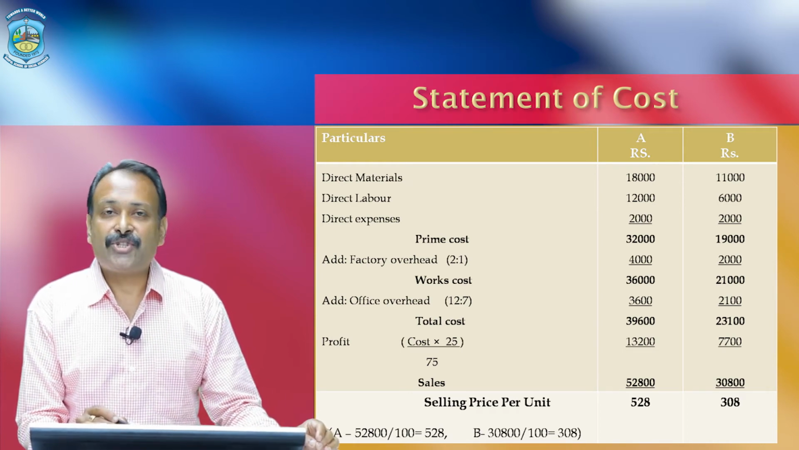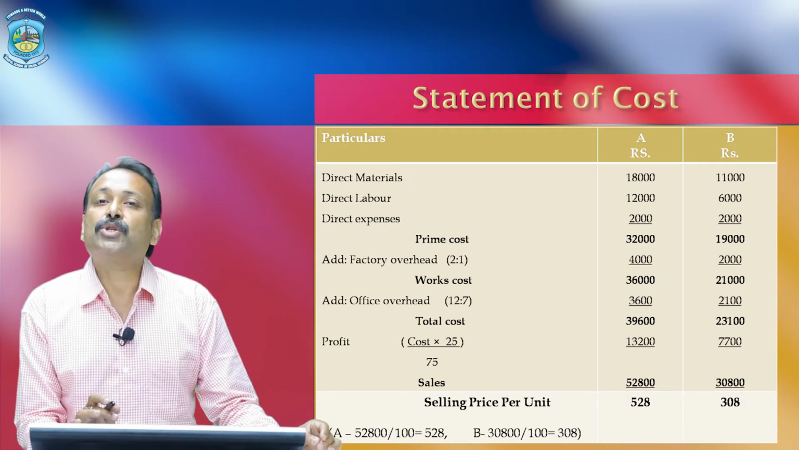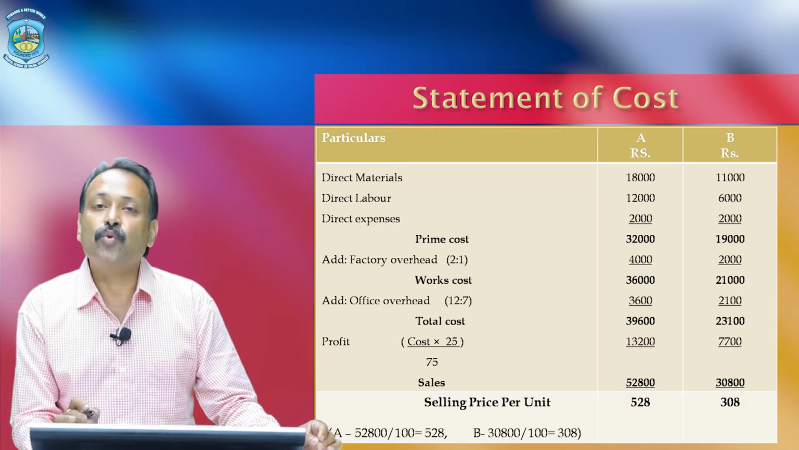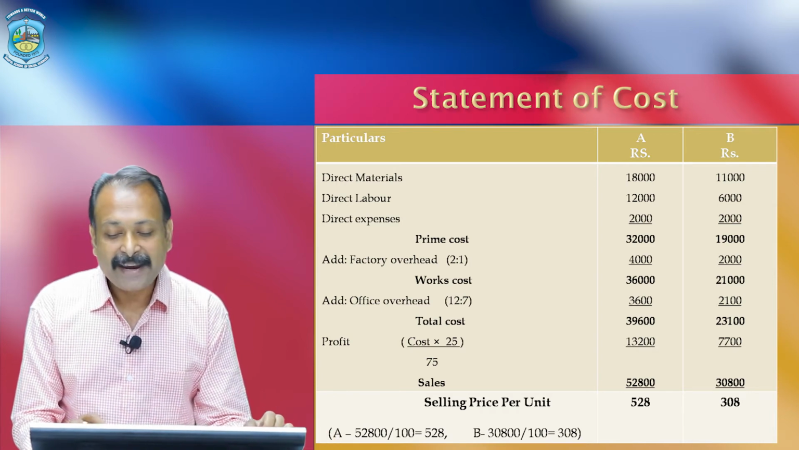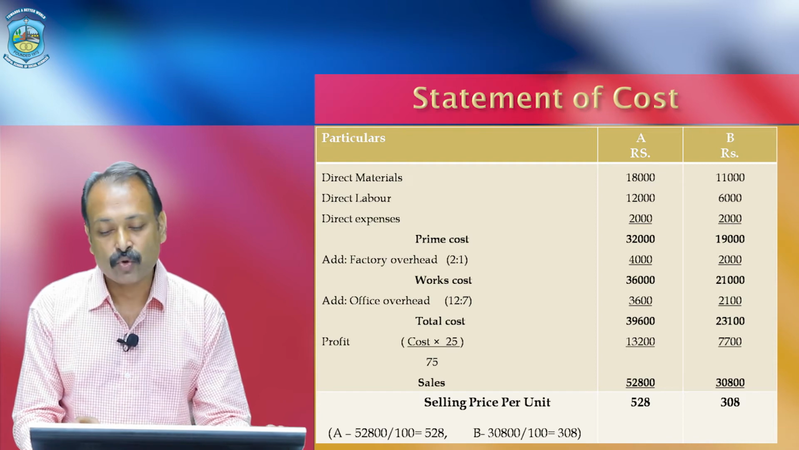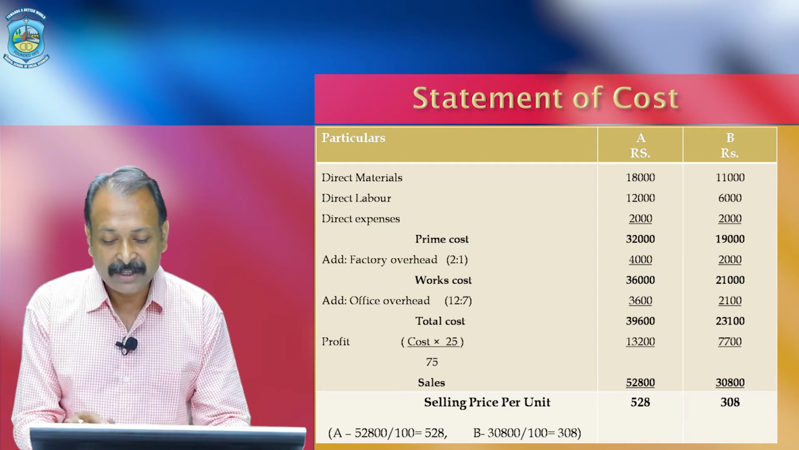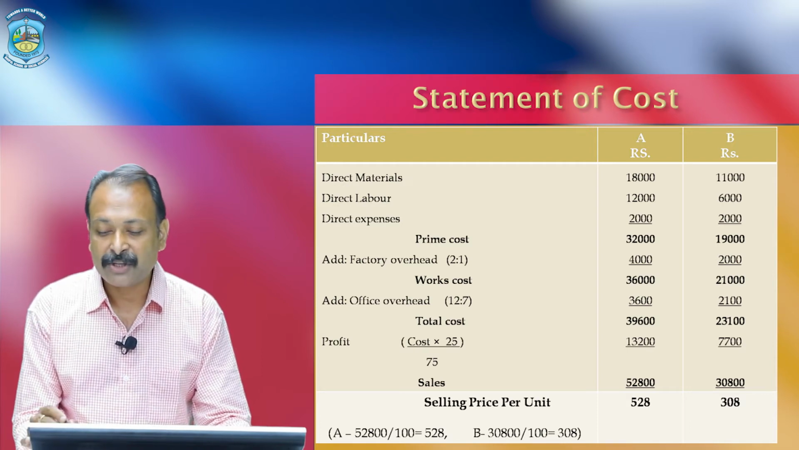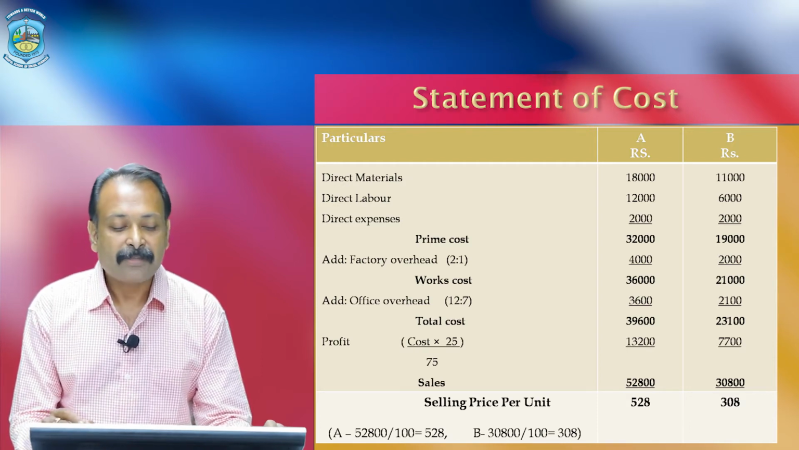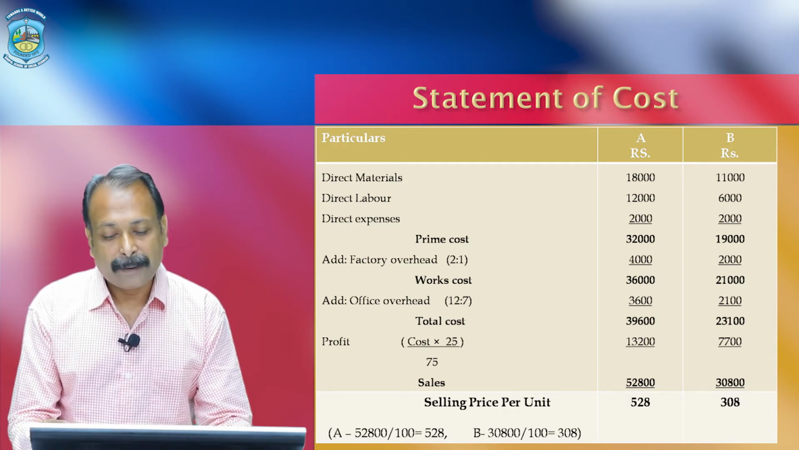So you can check the ratio is 12,000 is to 6,000. That means 12 is to 6, or we can call it 2 is to 1. So the factory expenses of 6,000 rupees is distributed in the ratio of 2 is to 1. When we distribute 6,000 rupees in the ratio of 2 is to 1, for machine A it comes to 4,000 rupees, for machine B it comes to 2,000 rupees. So the factory overhead is 4,000 for machine A and 2,000 for machine B, which is added to prime cost to get the work cost or factory cost.